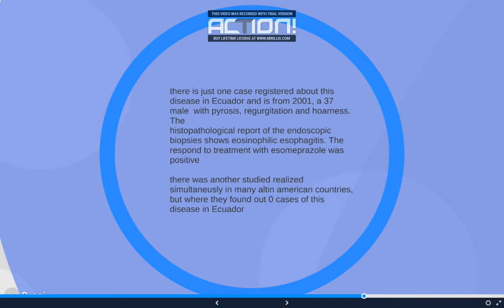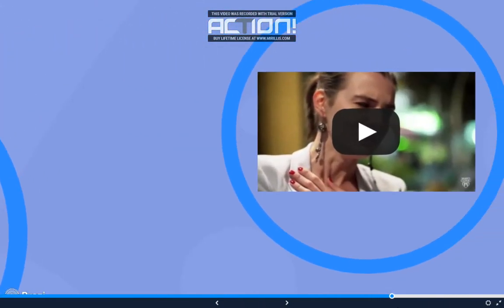There was another study realized simultaneously in many Latin American countries, where they found out 2 cases of this disease in Ecuador.